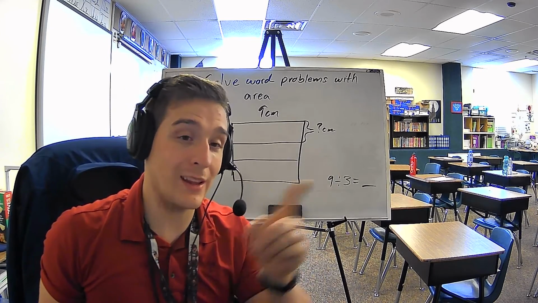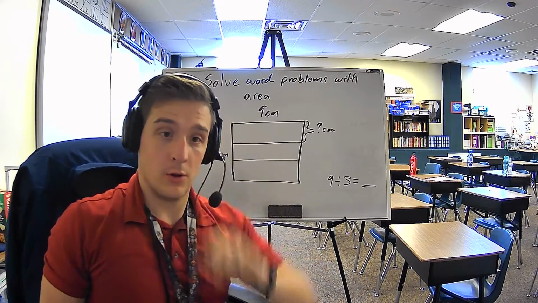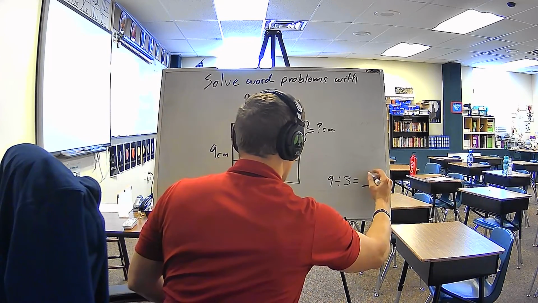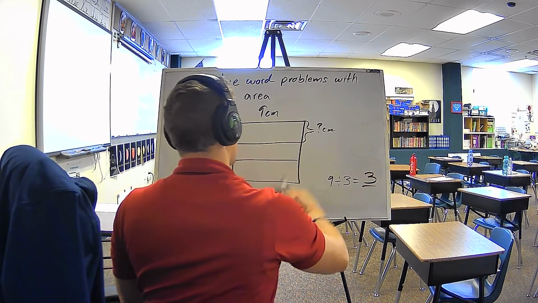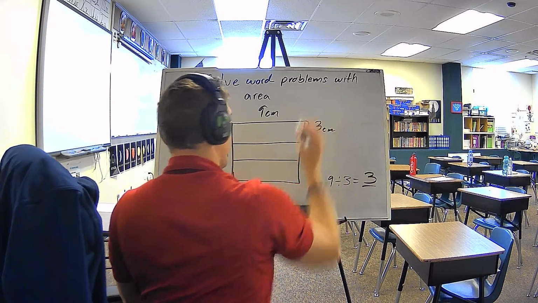You can do it backwards. What times 3 equals 9? 3, 6, 9. Look at that. It's 3. Right there. So I know that this blank spot is 3 centimeters.